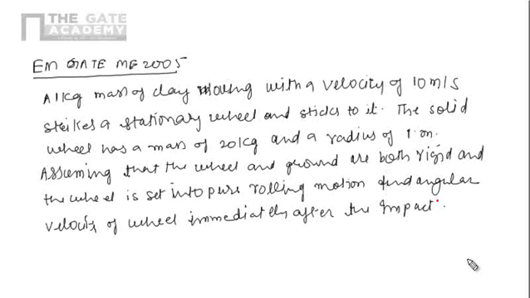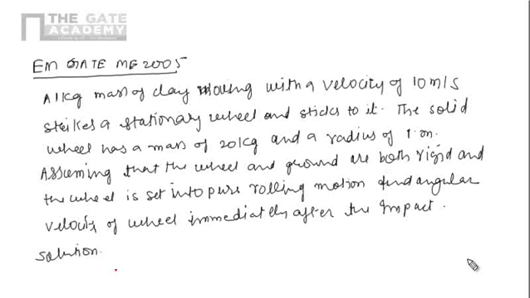So now we will solve this problem. I will again repeat the problem. Here the mass of the clay, that is 1 kg, is moving with a velocity 10 meter per second, and it strikes a stationary wheel and sticks to it. The solid wheel has a mass of 20 kg and a radius of 1 meter. Assuming that the wheel and the ground are both rigid and the wheel is set into pure rolling motion, we have to find out angular velocity of wheel immediately after the impact. So this problem is based on the law of conservation of linear momentum. So let's solve this problem.